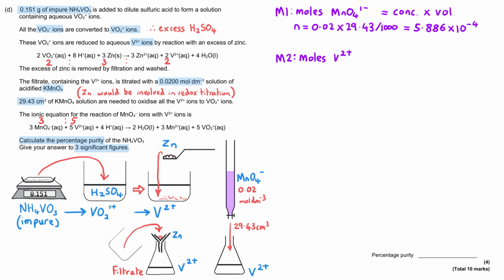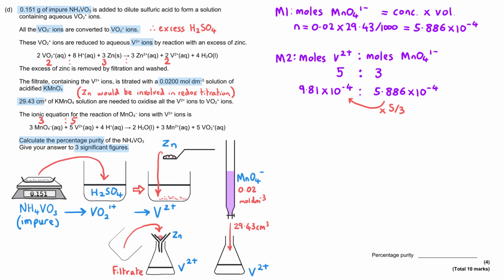The next stage will be to work out the moles of V2+ that those ions reacted with, and this is where the mole ratio comes in. V2+ has a 5, the MnO4- has a 3, and so to go from the 5.886 times 10 to the minus 4 moles of MnO4-, we need to multiply it by 5 and then divide by 3 to get 9.81 times 10 to the minus 4 moles of V2+.